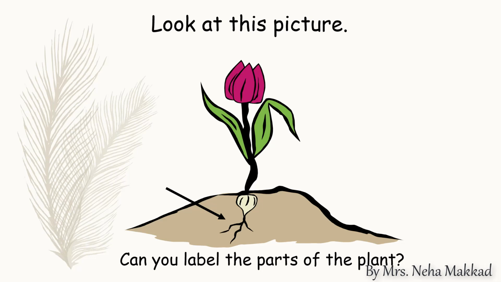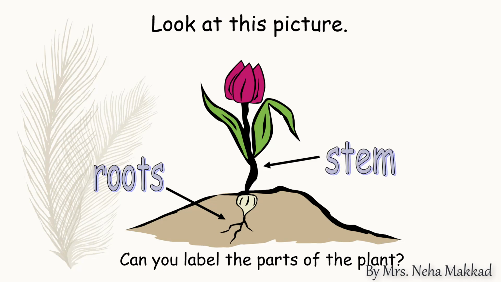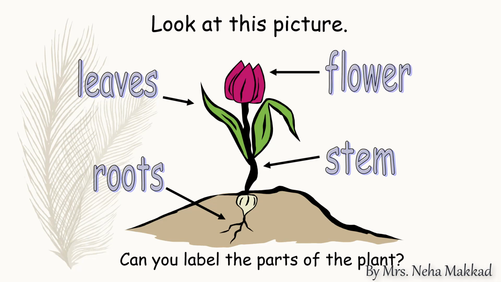Below the ground, as I said children, the part which grows is known as the root. Above the roots, the part which grows and gives support to the plant is known as the stem. After that, the green portion that you can see is known as the leaf. The pink or purple thing that you can see on the top is known as the flower.